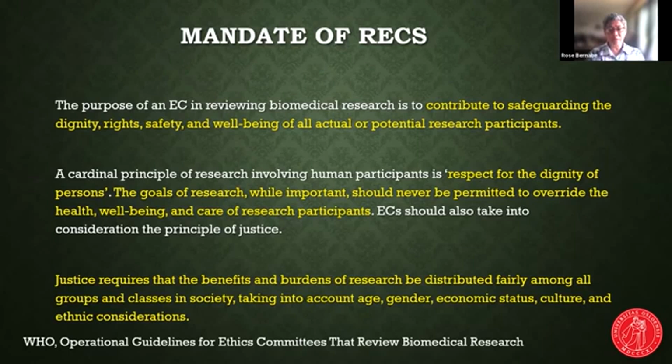Justice requires that the benefits and burdens of research be distributed fairly among all groups and classes in society, taking into account age, gender, economic status, culture, and ethnic considerations. Part of the mandate of research ethics committees in terms of safeguarding the rights, safety, and well-being of research participants is to ensure that there's justice in research. There's justice in the planning of research, in the actual doing of research, and post-research.